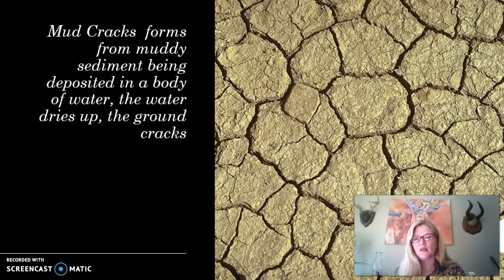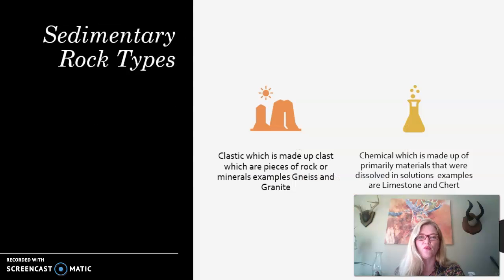So all these sediments can actually make two types of rocks. Clastic, which is made of clasts, pieces of rocks or minerals, and some of the examples are gneiss and granite. And then chemical, which is made up of primary minerals that were dissolved in solutions, and the examples are limestone and chert. And that is it.